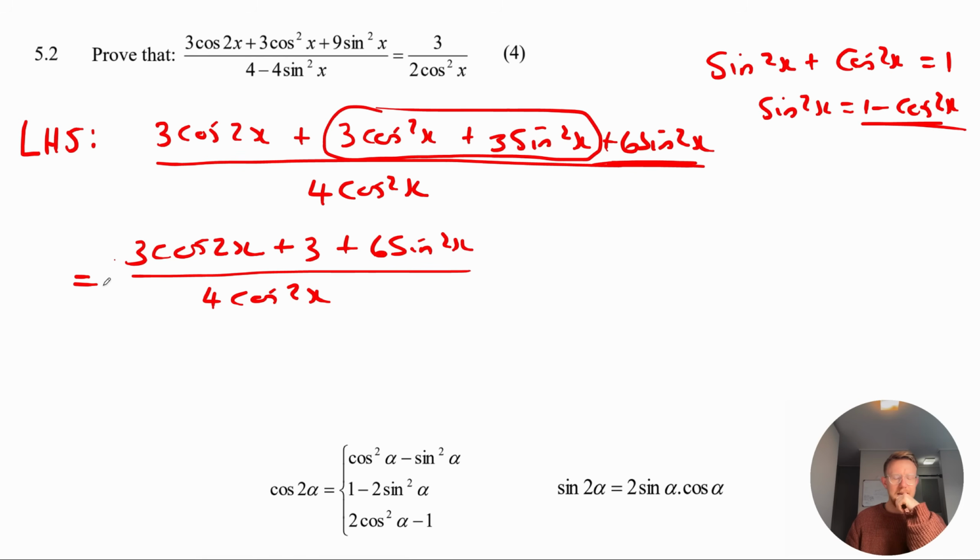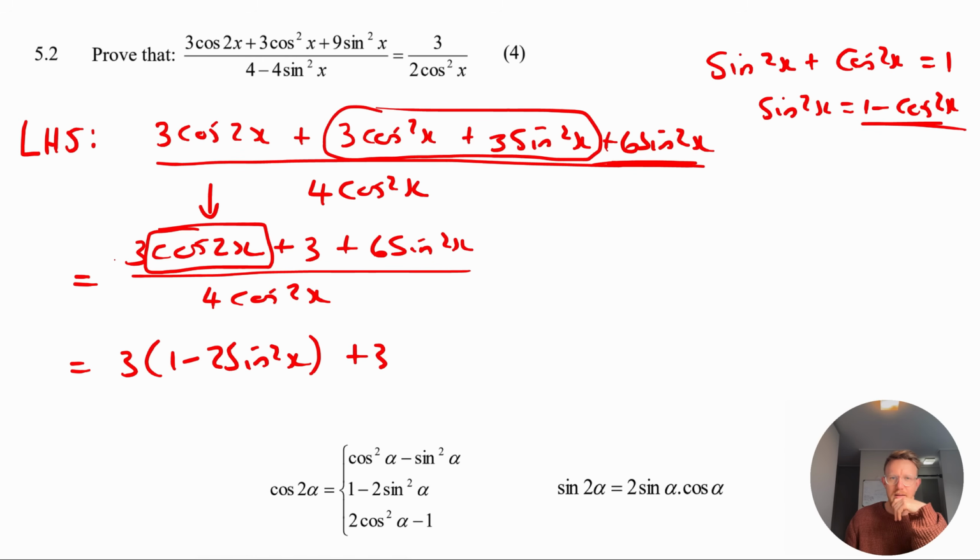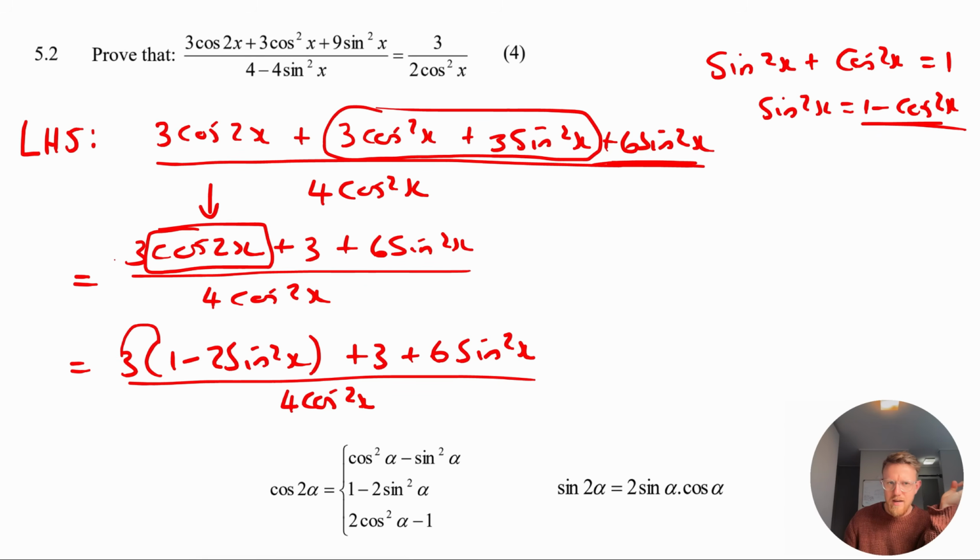The next thing is we can start getting a better idea of what to do over here now. Because if you look carefully, if I change this one to this one over here, then I'll just show you. You get 1 minus 2 sin squared x, and then plus 3, and then plus 6 sin squared x. And then at the bottom, 4 cos squared x. If I multiply this 3 in now, I get minus 6 sin squared x there. But over here, I have plus 6 sin squared x. So those are going to cancel.